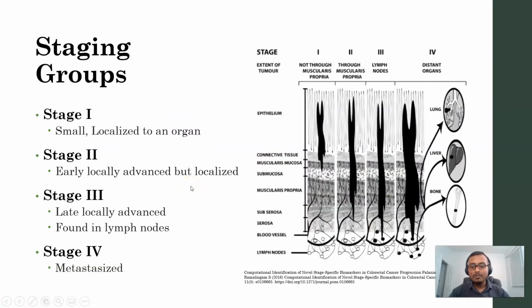So cancer development is divided into 4 stages based on how the tumor is developing. In stage 1, the cancer tumor is relatively small in size and it is localized to an organ. In stage 2, it is a bit advanced. The tumor size is a bit advanced, but it's still localized. In stage 3, the tumor has grown to an extent that it has reached the lymph nodes, and in stage 4, it has already reached other organs, which means that the cancer has metastasized.